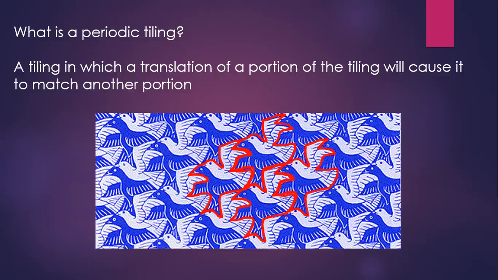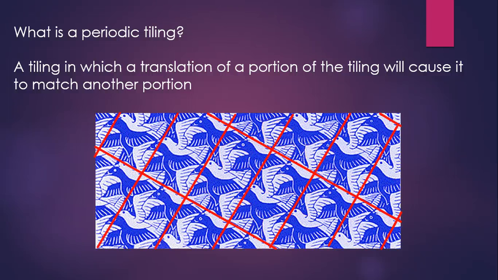Now, if we have a periodic tiling, we can also make a lattice, and in that lattice we can find a fundamental region which we could repeat over and over and over again in order to complete the tiling.